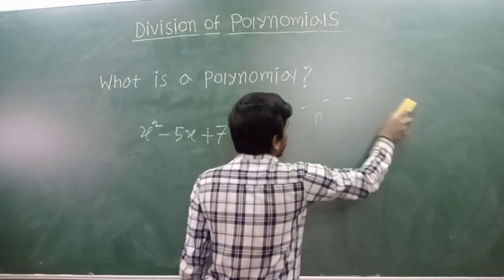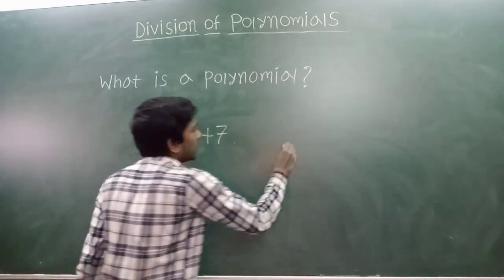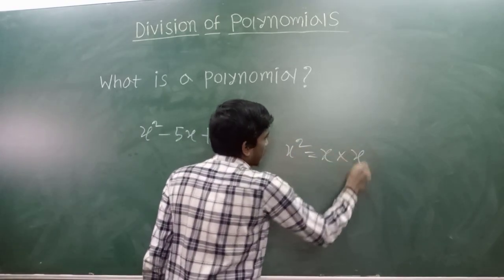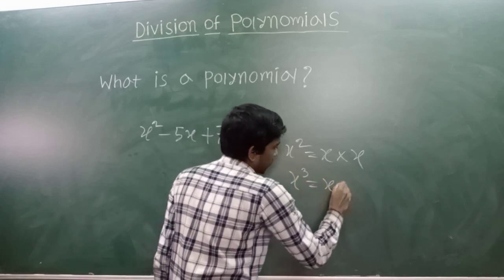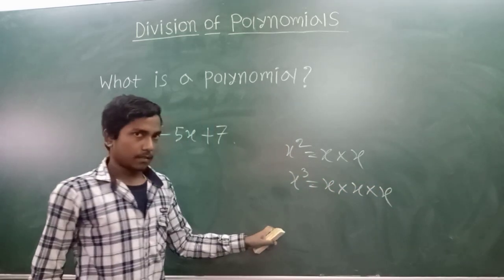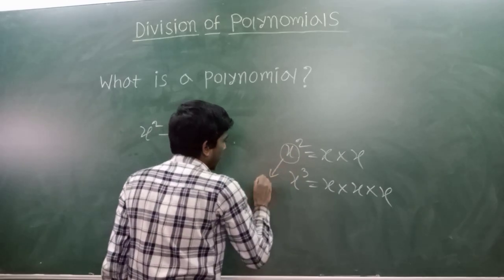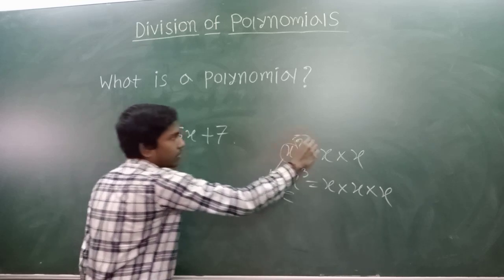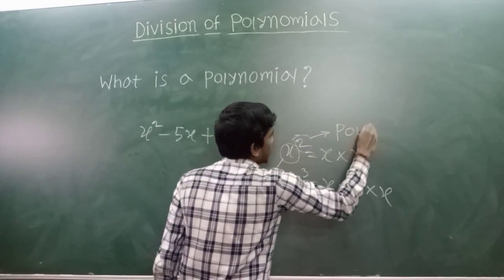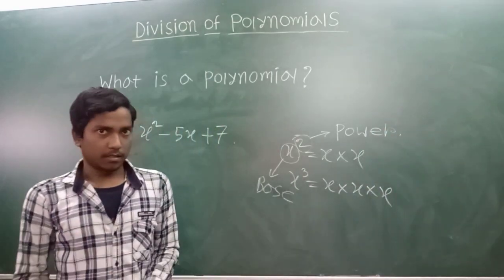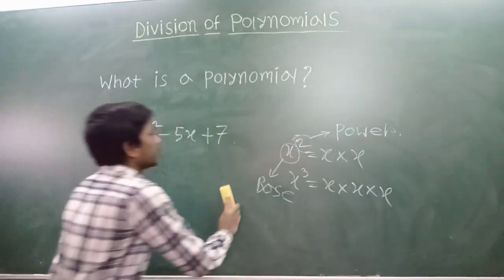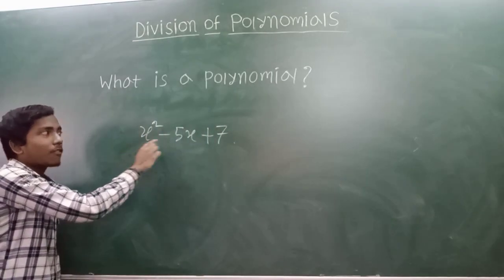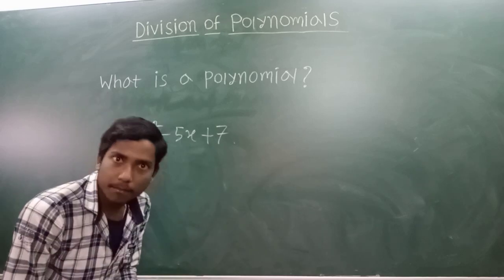Now one more thing is that you have studied this kind of expression, x squared. x squared means the product of x into x. x cubed means x into x into x. So you know this. Here x is called the base and 2 is called the power or the exponent of x. You know about this, power or exponent. So we have to check in this algebraic expression whether the power of each of the terms is a whole number or not.